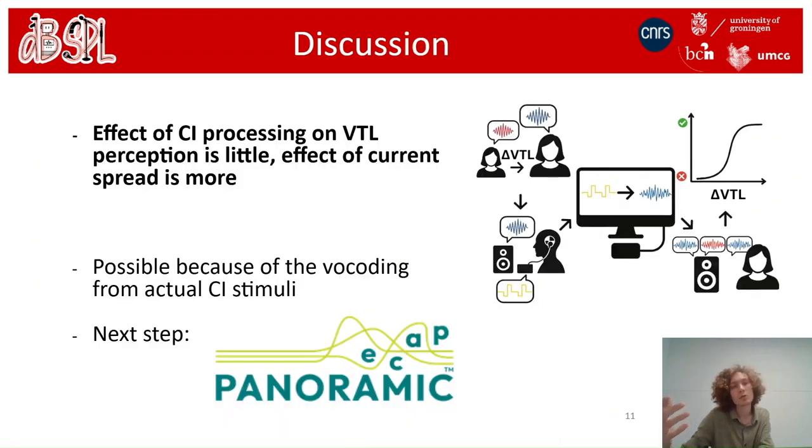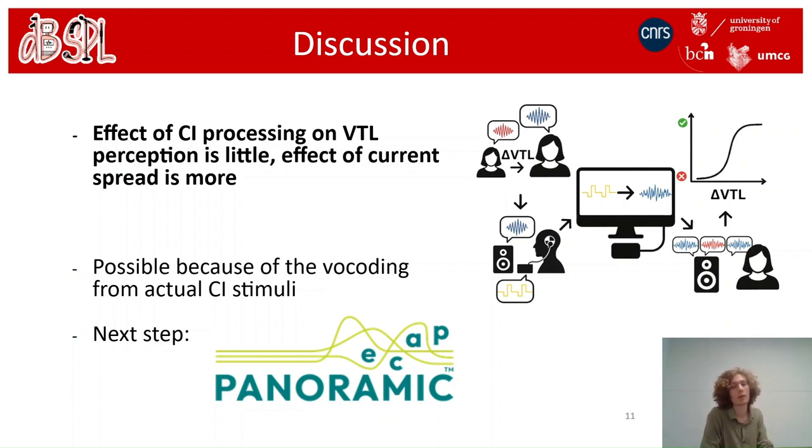So in conclusion, we measured the relative contributions of CI processing and current spread on VTL perception, and we found that the effect of CI processing is not that big. It's about 1 semitone, and taking into account what kind of degradation is going on, that's not that much. The effect of current spread, on the other hand, is bigger. How big is difficult to pinpoint because we don't know exactly how much current spread is actually happening in the cochlea.